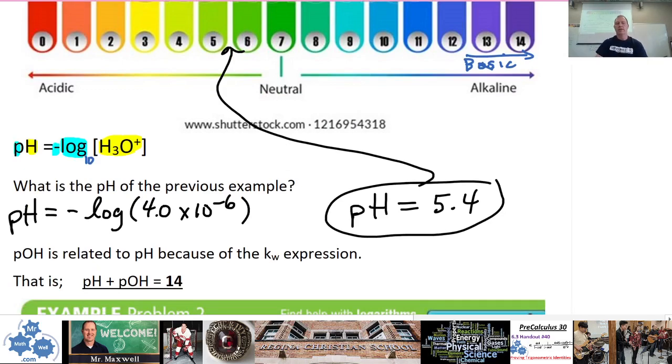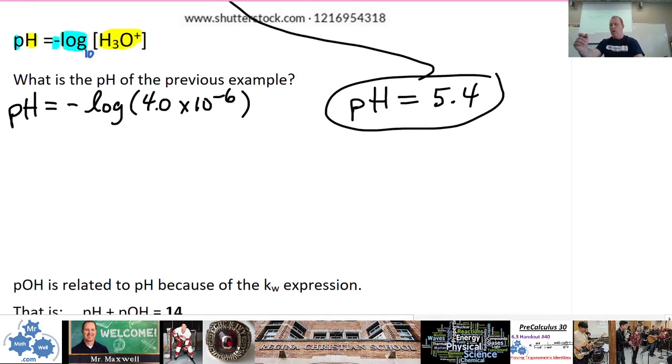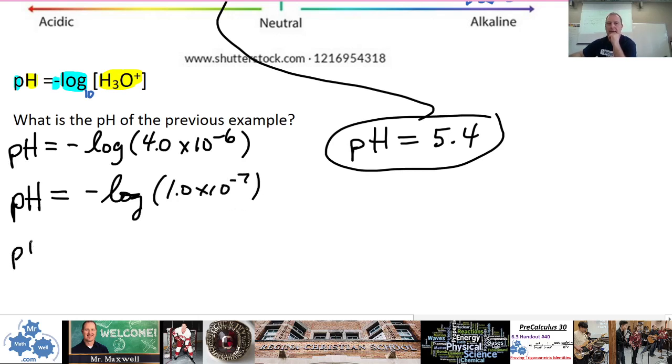Now, before I get to pOH here, I just want to include something here. When we're talking about logs, here's the thing: the pH of neutral water. Okay, watch this. If we have neutral water, it's 1.0 times 10 to the negative 7, just a pure sample of water. The pH is exactly 7. Here's another example.